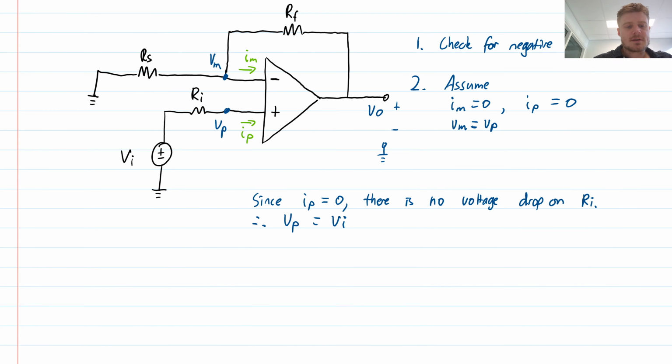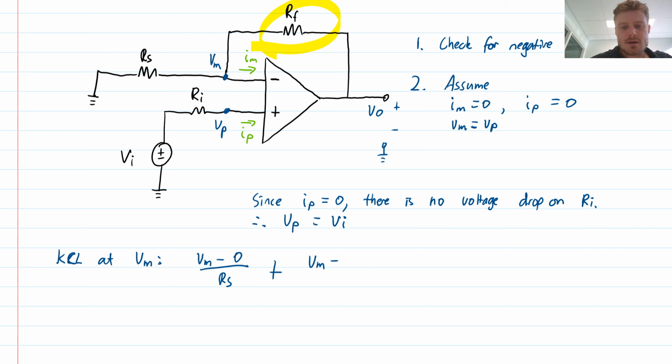So then the next step is going to be Kirchhoff's current law at the node labeled Vm. So let's go ahead and do that. So the leftward branch through the RS resistor, current leaving in that direction would be Vm minus 0 divided by RS. And then the current leaving in this direction is going to be Vm minus Vout divided by Rf. And there's no current flowing into the op-amp, so those are the only two branches. That's it, we're done, equal to 0.